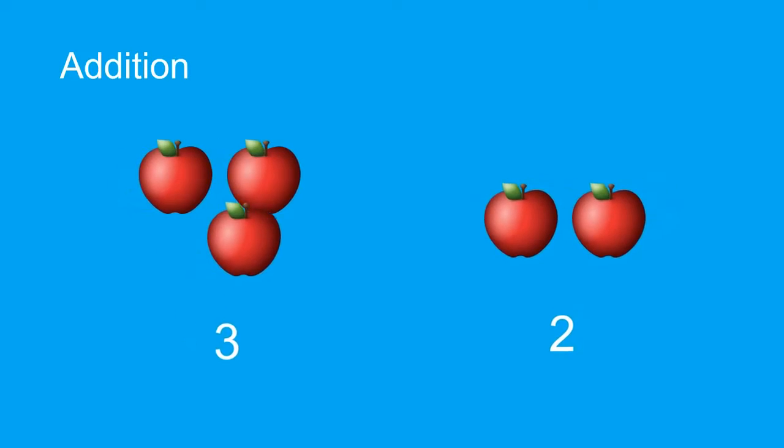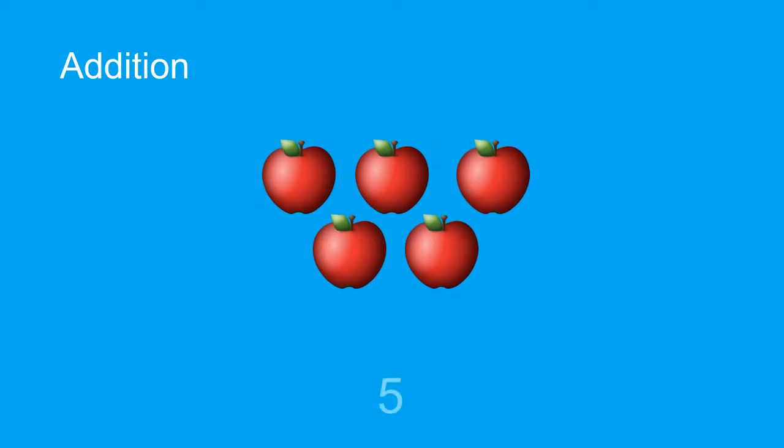Okay, let's say on the left I have 3 apples. On the right I have 2 apples. When I put them together and you count, you'll get 5 apples. 1, 2, 3, 4, 5. 5 apples altogether.